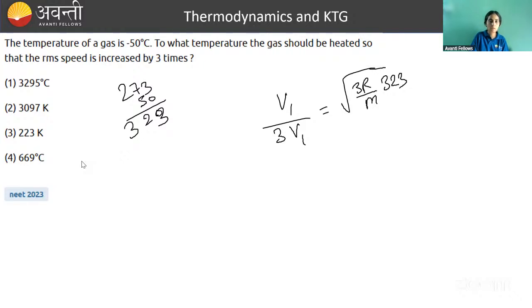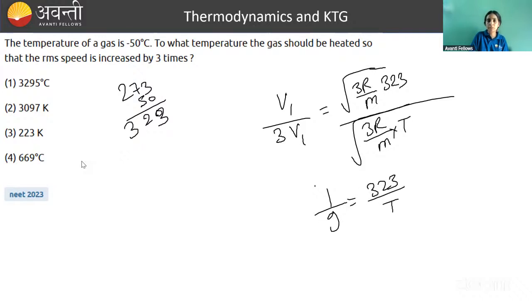How are you getting 324, Shruti? That is 273 plus 50, right? Yes, you have made some mistake. 3R by M into temperature T. So now if you solve it and square both sides, 1 by 9 is equal to 323 by T. So temperature will be equal to this. How is everybody getting this? I mean, Shruti, how did you get 324 Kelvin? 273 plus 50? That should be 323, right?